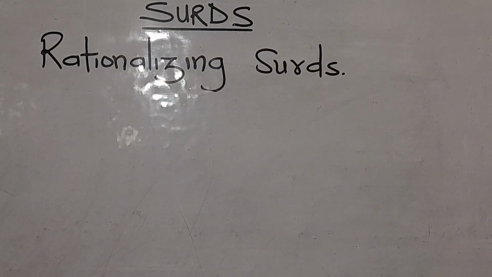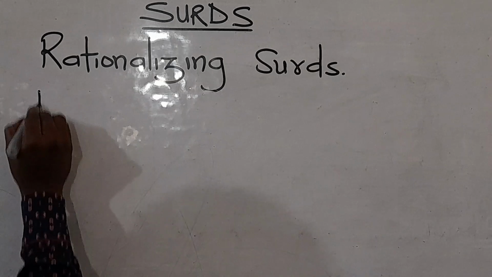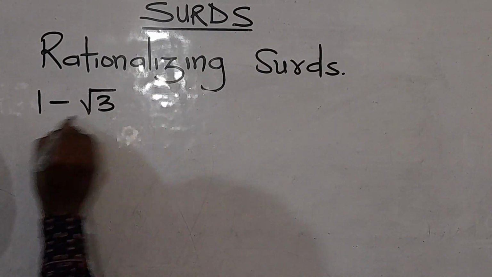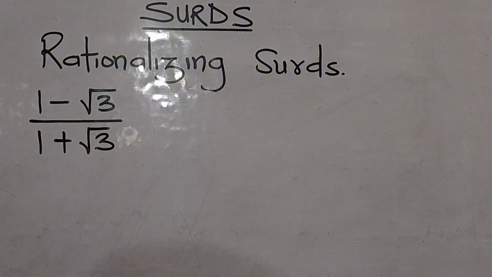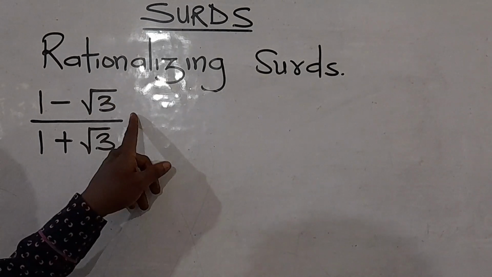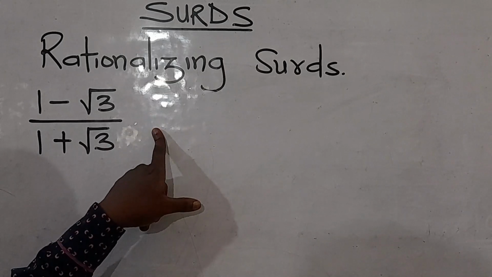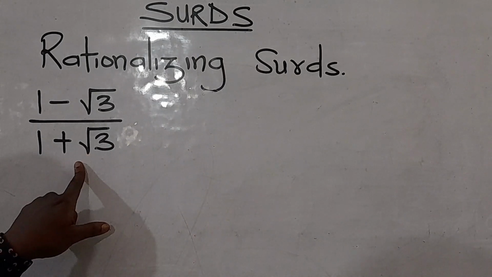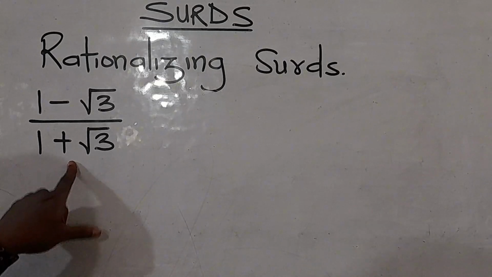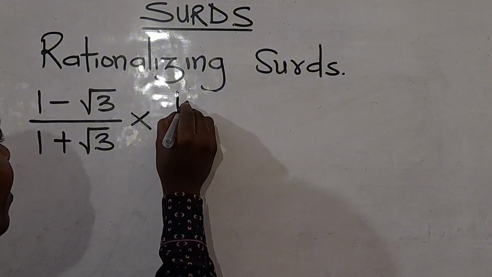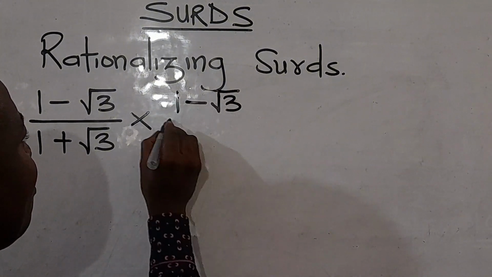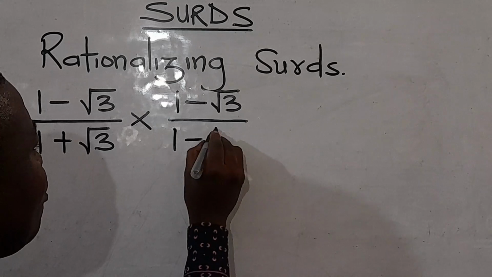What if we have this, 1 minus root 3 over 1 plus root 3, something of this nature? How do we go about it? The first thing, like I said, you multiply by 1. But that 1 you're multiplying with will be the conjugate of the denominator. So this becomes times 1 minus root 3 over 1 minus root 3.